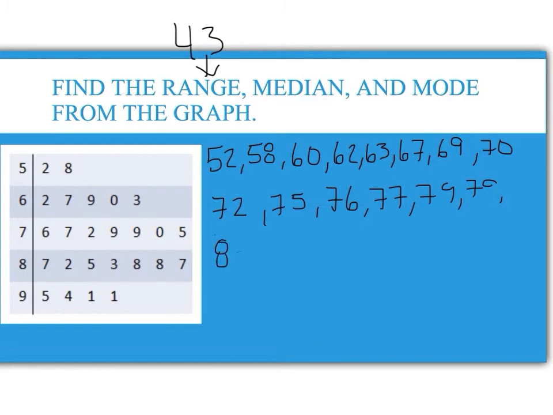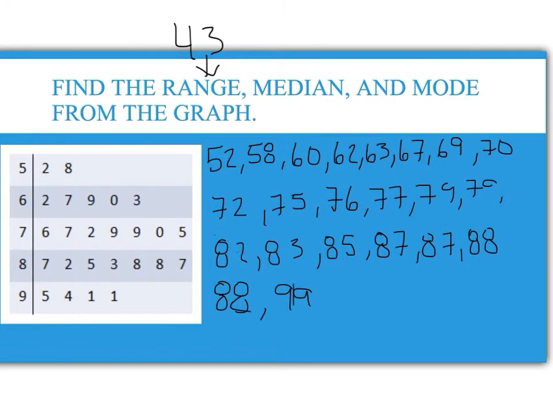Then I have 82, 83, 85, 87, 2 87s, 88, and 88. And finally, I have 91, 91, 94, and 95. To find the median, I have to find the middle number. So I'm going to cross them off one at a time. So start front, back, front, back. And you have to do this until you get to the middle number. So 79 is my median.